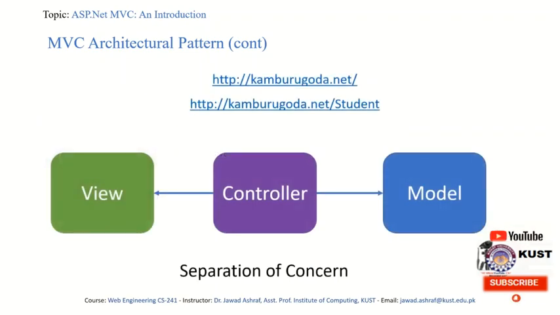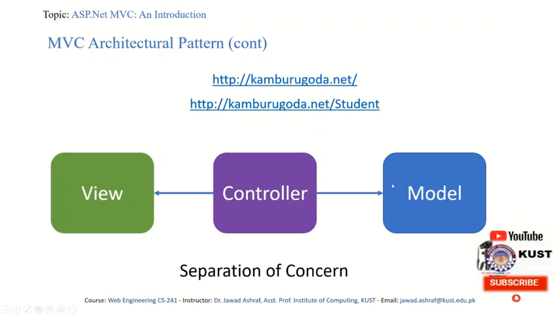Say our website is hosted on Kamburu.net, and we want to go to the page student. What happens? Controller gets the data that is related to students and puts that data inside the model of student, and then sends that model to the view for the displaying purpose. Now, the business logic and the data retrieval, data access is the responsibility of controller.